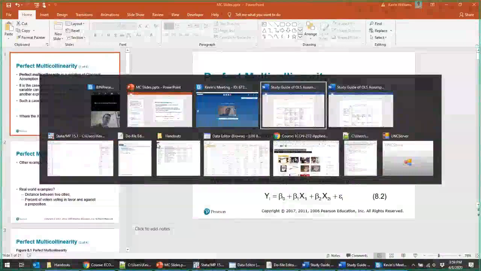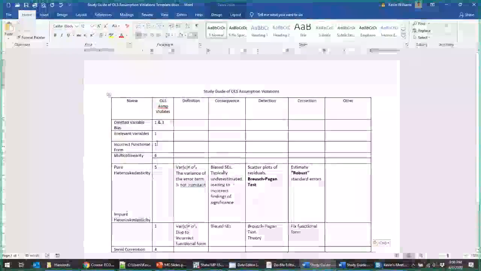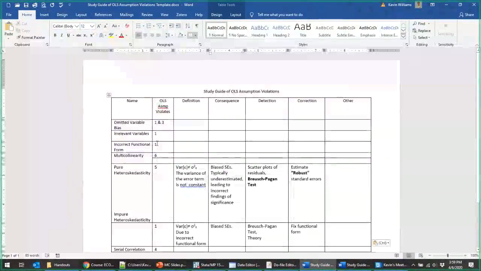So let me go ahead and pull open or share my screen. I'll start with the table of the second half of this class. Last lecture we talked about pure heteroscedasticity and impure heteroscedasticity. Today we're talking about multicollinearity.